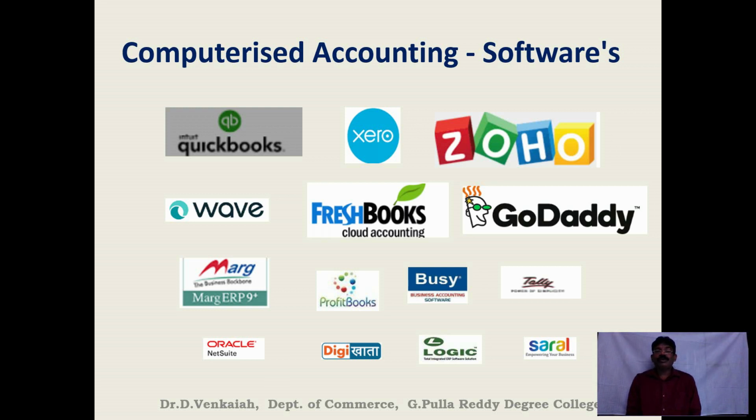Okay, and this software is taking the vouchers from the bill itself. I heard this software human intervention is very less. From the bill itself, it will automatically generate journal entry, posting, everything done by the software itself. Zoho, Wave, FreshBooks, GoDaddy, ProfitBooks, Busy, and Oracle NetSuite, DigiSath, Logic, Saral, Tally. Okay, all these are famous softwares which are used in the world according to their compatibility and need of the company.